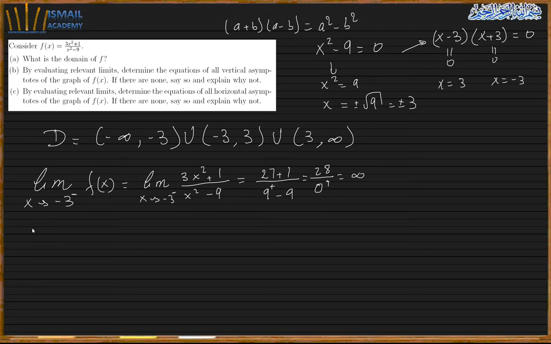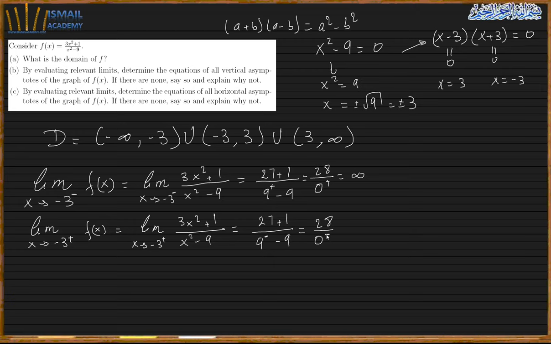The same thing here with -3 plus. What does -3 plus mean? It is on the right side of -3, which means it is -2.9999. When I square it, it's going to be less than 9. So here I will have the limit of (3x² + 1)/(x² - 9) as x goes to -3 plus, and here it will be 27 plus 1 over 9 minus 9. So it's going to be 28 over 0 minus, which is minus infinity.